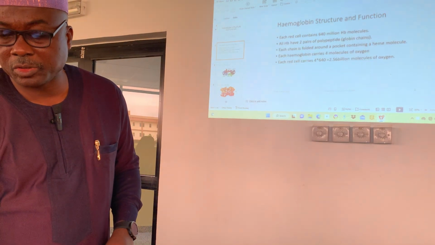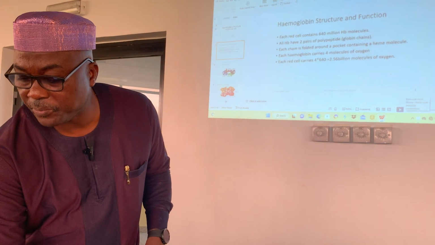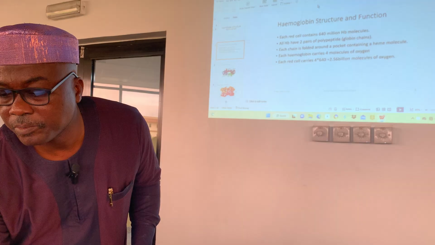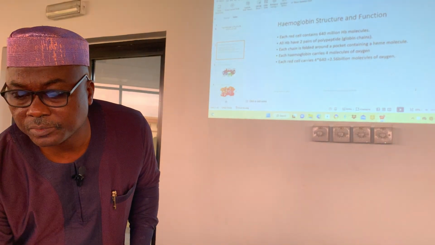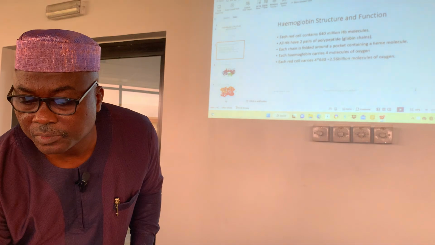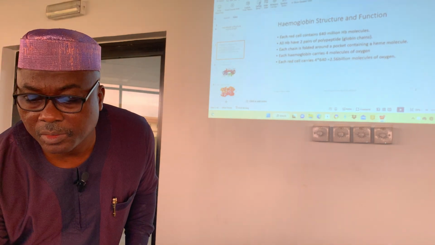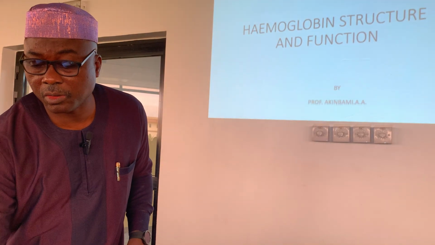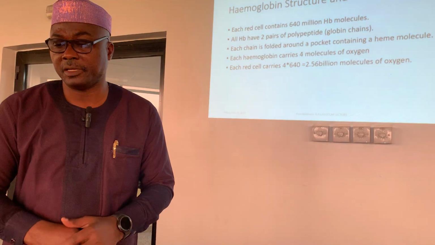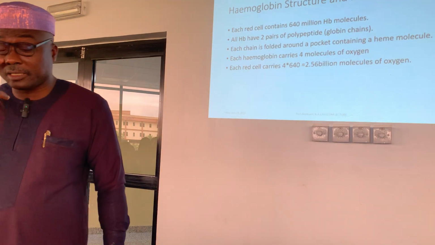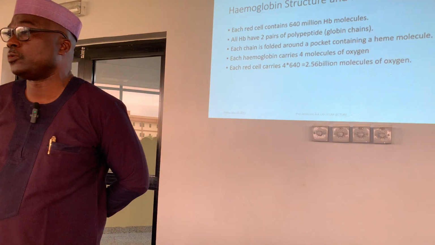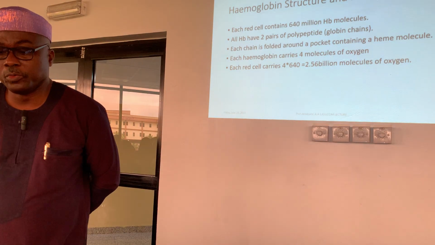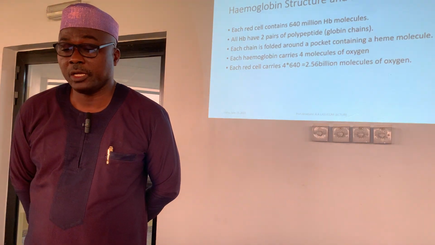So hemoglobin constitutes like 95% of the content of the red cell. Each red cell has about 640 million hemoglobin molecules.